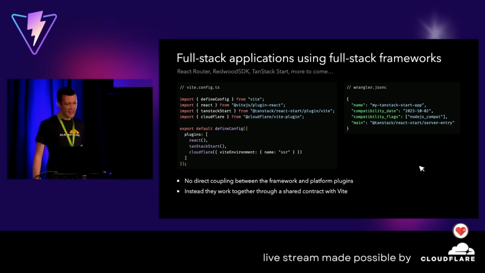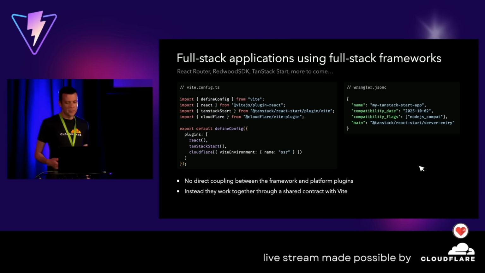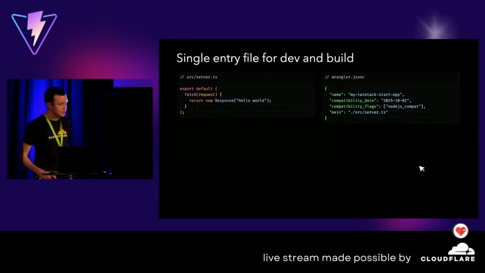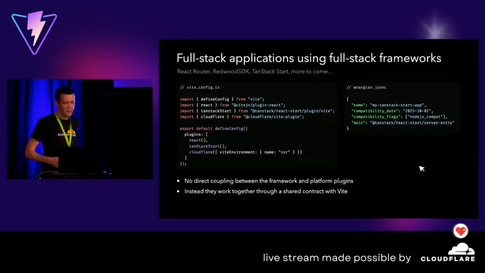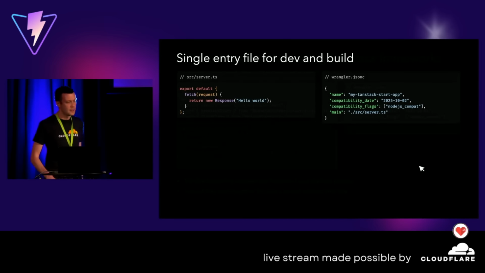So instead, they're working together and they're utilizing the Environment API to work together through a shared contract with Vite. So the platform is providing the entry file, and this file delegates the request to the framework in this case. But that will become a bit clearer if I actually provide a custom worker now rather than using that export directly from the framework.